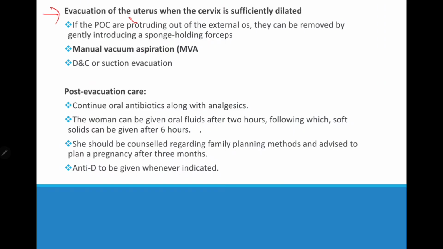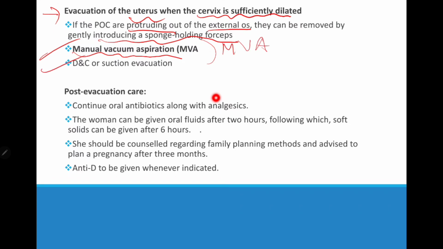Now, evaluation of the uterus when the cervix is sufficiently dilated. If the products of conception are protruding out of the external os, they can be removed by gently introducing a sponge holding forceps. Then we have manual vacuum aspiration, MVA. Another method is dilatation and curettage or suction evacuation.